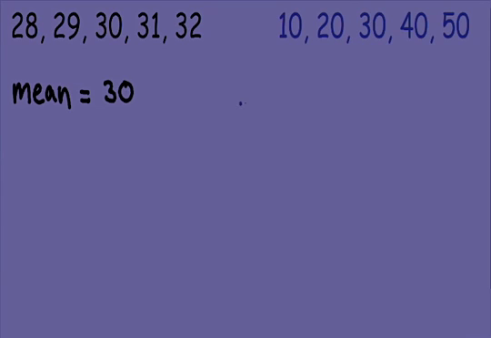And if we took a look at the data set in blue on the right, we have 10, 20, 30, 40, 50. If we took the average or the mean of this data set and we added all these numbers together, divided by 5, we also have a mean of 30. So if we just looked at the mean of both of these data sets, we would think that they're exactly the same because they both have an average of 30. But clearly, just by looking at them, we know that this isn't true.